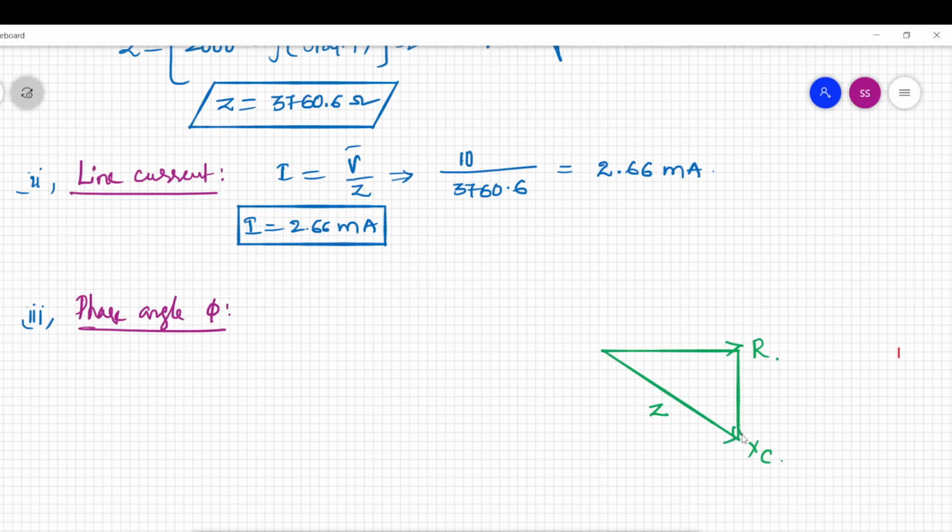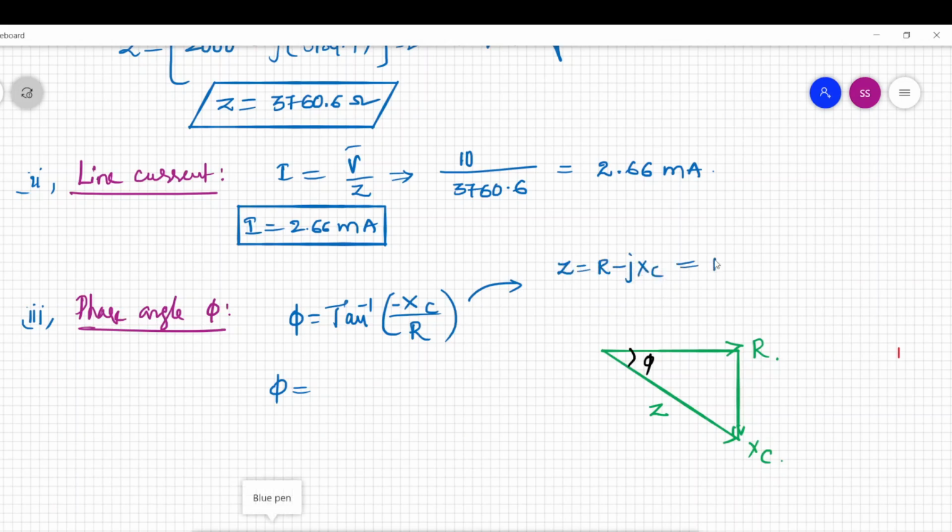Okay, the angle will be the angle between R and Z, that is phi. Now phi can be written as tan inverse of minus XC by R. Okay, so you can write this expression directly from our impedance, that is Z equals R minus jXC. Okay, so this is R plus j into minus XC. So here phi equals tan inverse of the imaginary coefficient, that is minus XC, by the real coefficient, that is R.